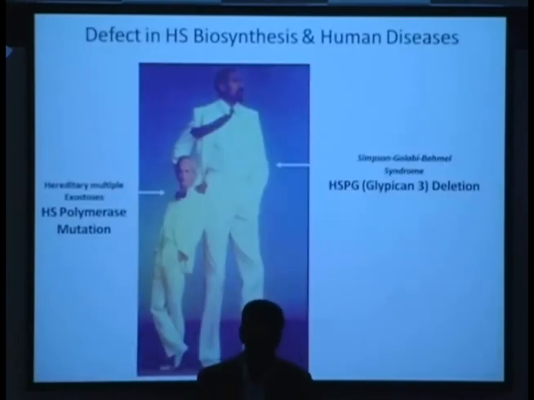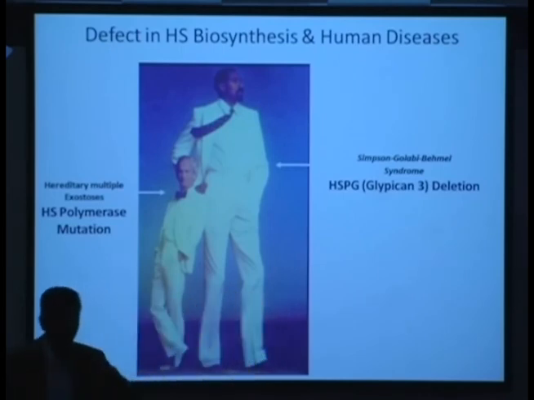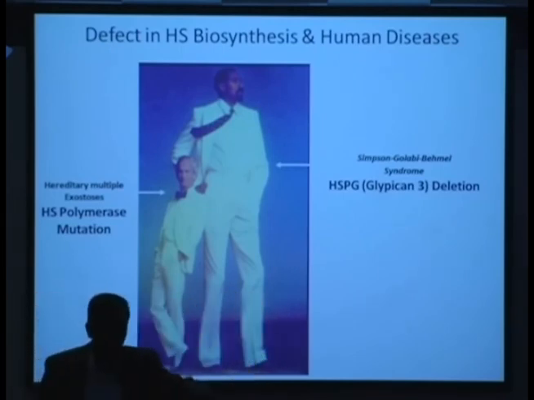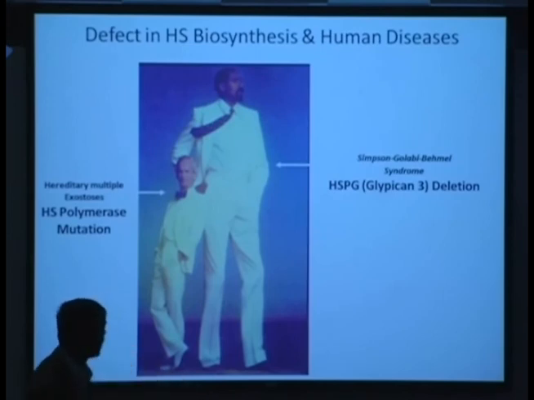And what happens now in the normal cells, there are so many enzymes involved in making HS, and so many enzymes involved in breaking this molecule, and there's a fine balance between biosynthesis and metabolism. And so the enzyme which makes the long backbone of the HS is called EXT enzyme or polymerase enzyme.